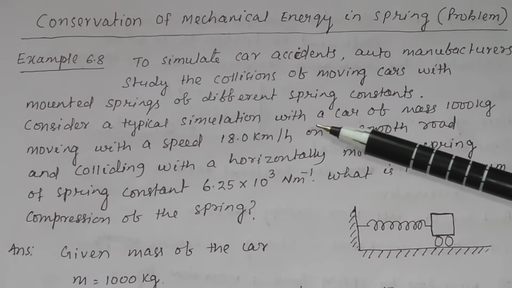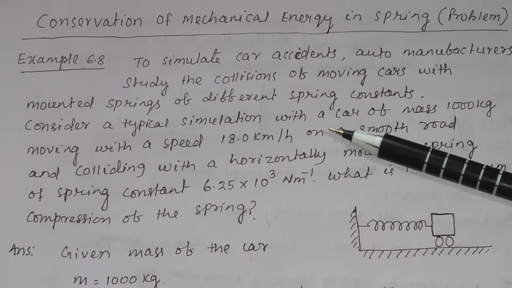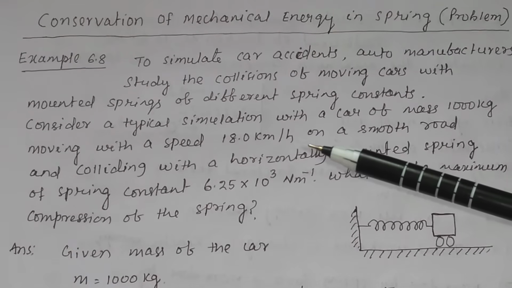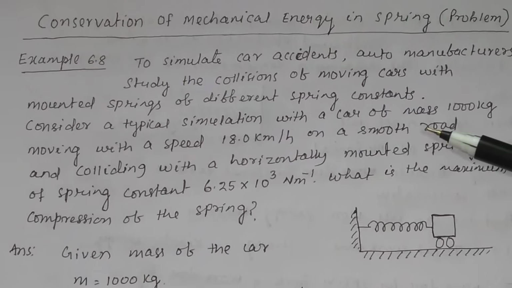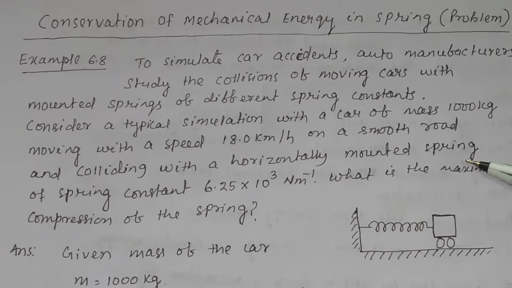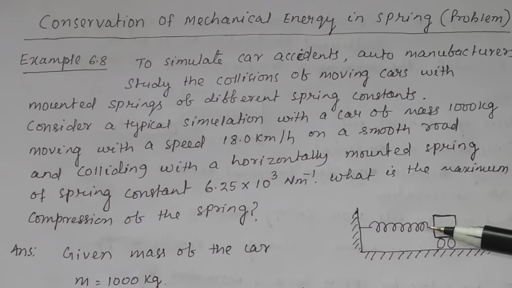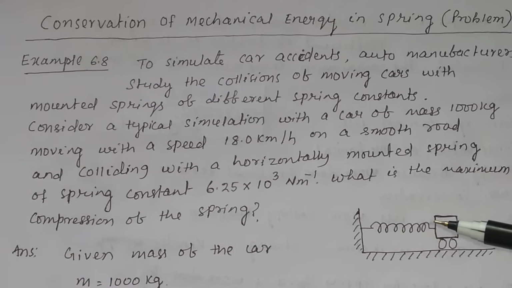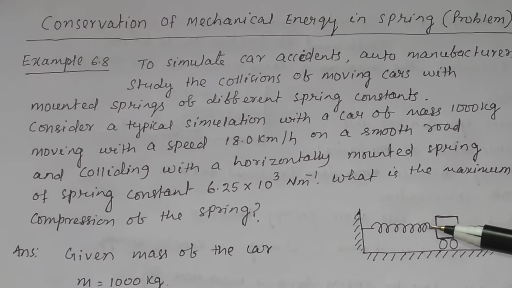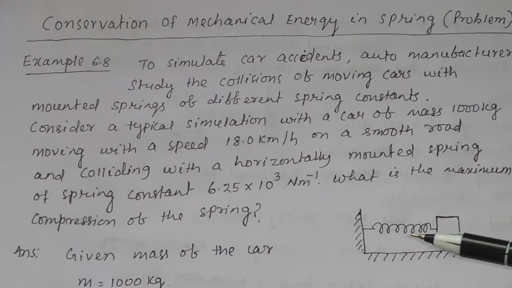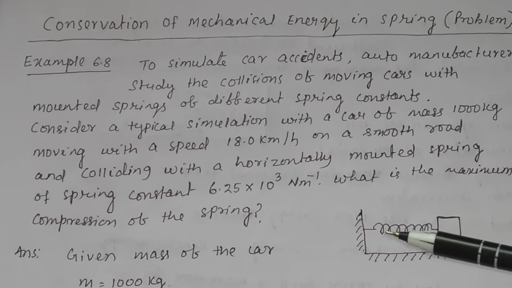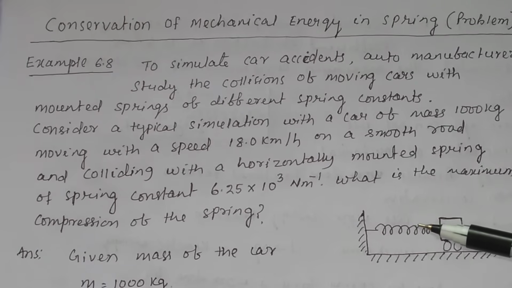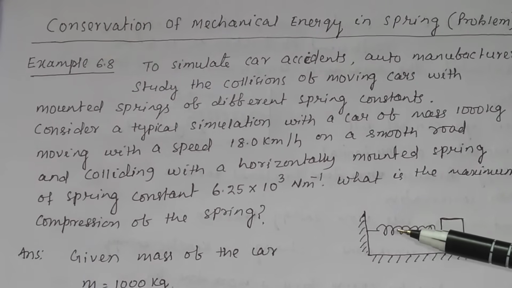Consider a typical simulation with a car of mass 1000 kg moving with a speed of 18 km per hour on a smooth road. Suppose this is the car, and the car is moving with a speed of 18 km per hour in this direction, and this is the spring. The spring is attached to this rigid support, and the car collides with the spring.